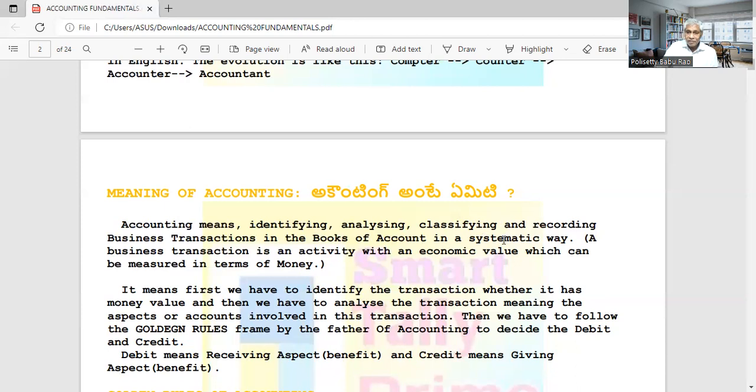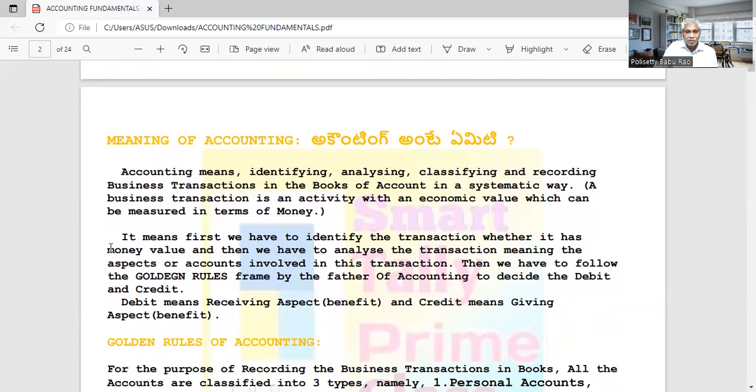What is the receiving aspect and giving aspect, and record these transactions in the books of account in a systematic way. In the manual system, we will write in the book, but now we will record in the computer, in the software. So that is called accounting. We have to make it systematic.